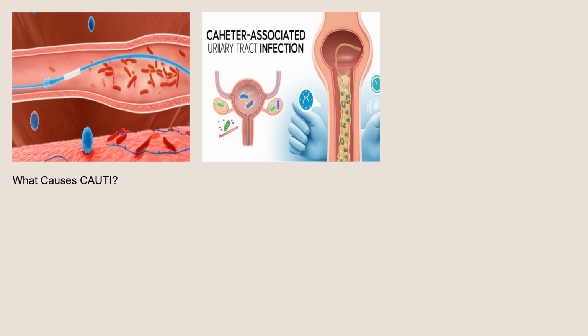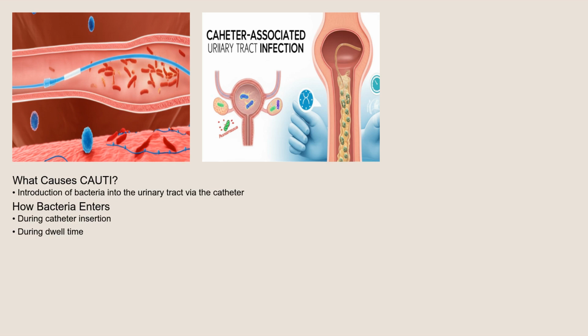So, what causes a CAUTI? The primary culprit is the introduction of bacteria into the urinary tract via the catheter. This can happen during catheter insertion, during the catheter's dwell time, or even during catheter care. Bacteria can enter the urinary tract directly through the catheter, or they can form a biofilm on the catheter surface. Common bacteria involved include Escherichia coli, Klebsiella pneumoniae, Pseudomonas aeruginosa, and Enterococcus species. Factors that increase the risk of infection include prolonged catheterization, improper insertion or maintenance techniques, and compromised immune systems.